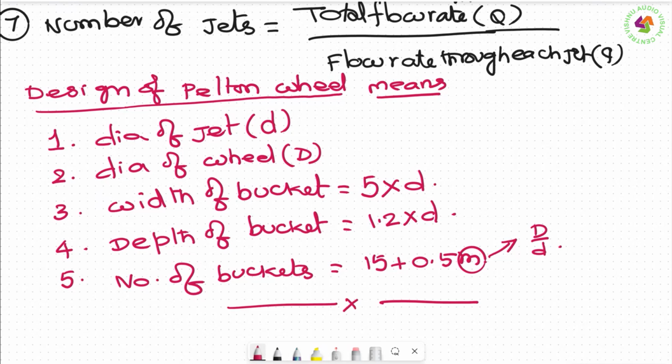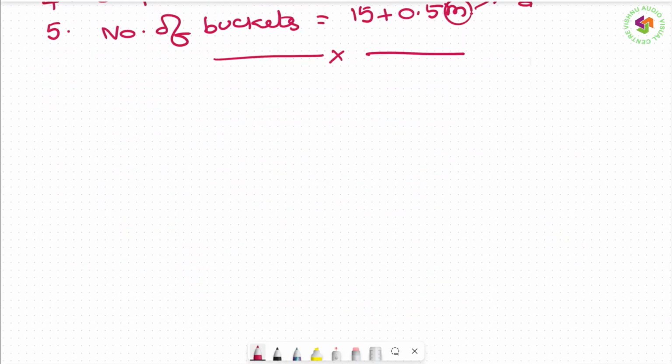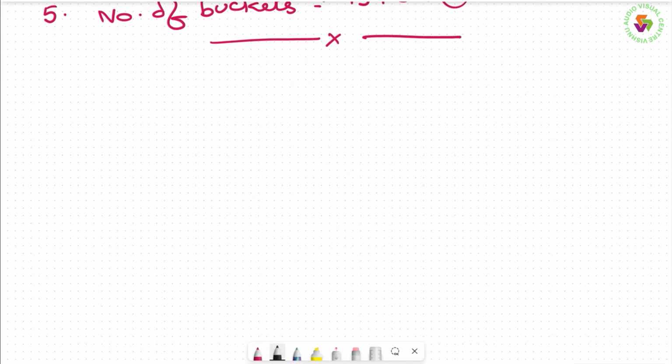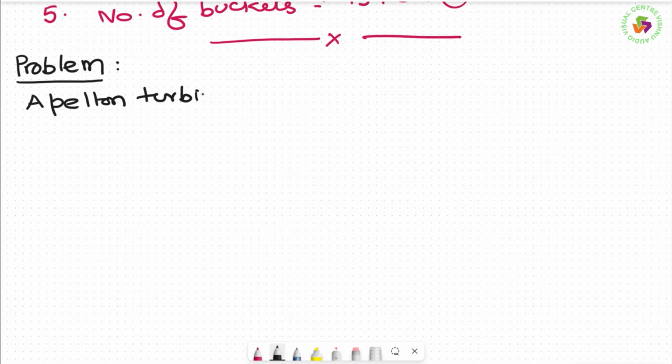These are the points we generally mean by design of the Pelton wheel. Only for your understanding sake, I will take a simple example so that you understand generally. It appears as if difficult, but it is nothing actually. Very simple things in this. So let us take straight away a problem on this. A Pelton turbine is to be designed for the following data.